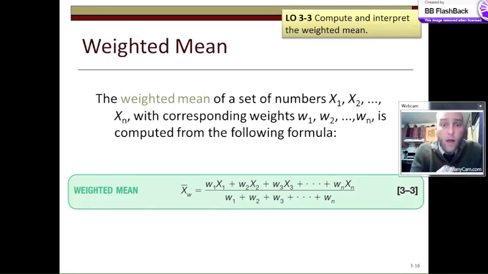We can generalize that to the following. X bar W, or X bar sub W, means mean weighted. X bar is mean, W means weighted.